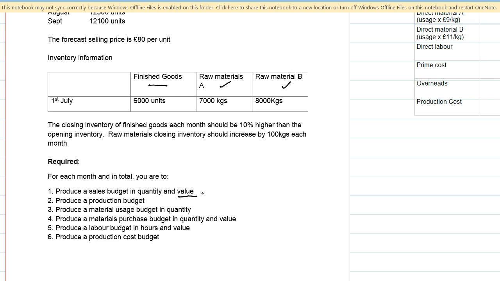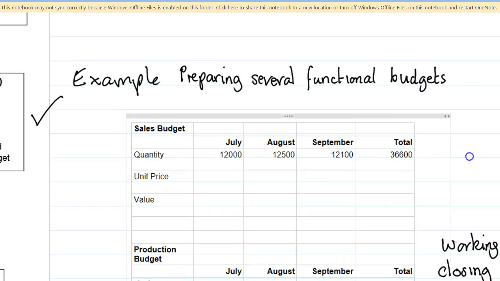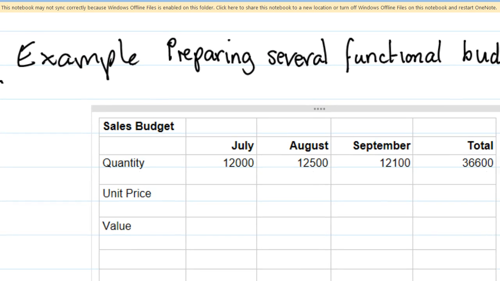So our sales units will then be used to produce the production budget, and those production units will give us our material purchase budget and our labour budget. The material purchase budget, those figures will then be used to work out how much we're actually going to buy. All of those figures will then be pulled together into a production cost budget. So we're going to start with sales.